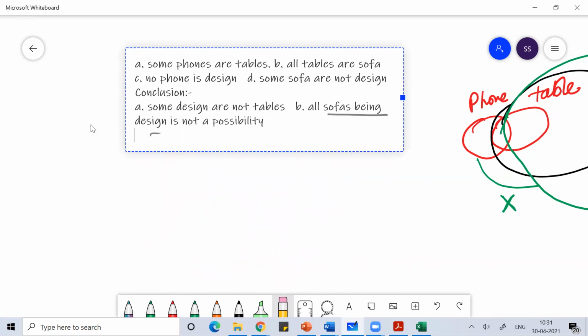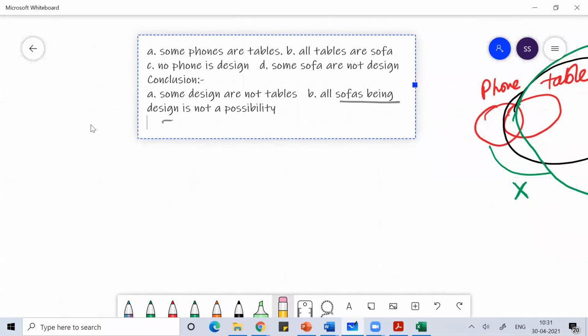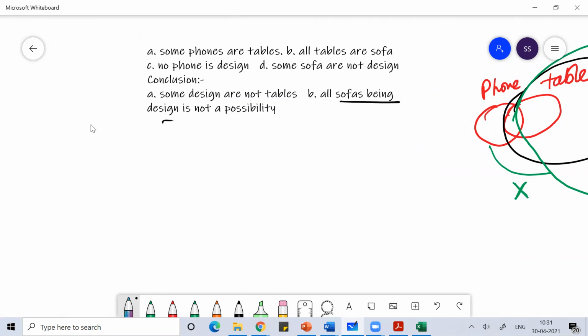We do love that diagram. So this is the only possible diagram. So here, what is the first conclusion? First conclusion is some designs are not able. If I have to prove or disprove this, some designs are not able.